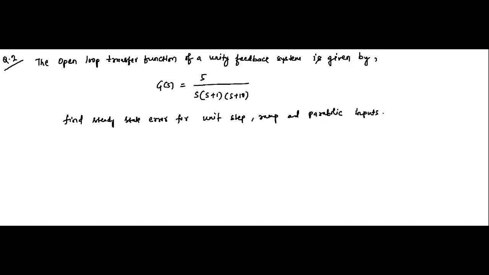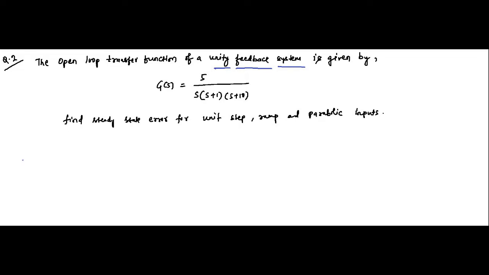Again, the important thing to first identify in the question is that it is a unity feedback system. Only then is the error constant method applicable. Then the open loop transfer function, that is this. Then the nature of inputs: unit step, unit ramp and unit parabolic. Okay, so here we'll proceed step by step.